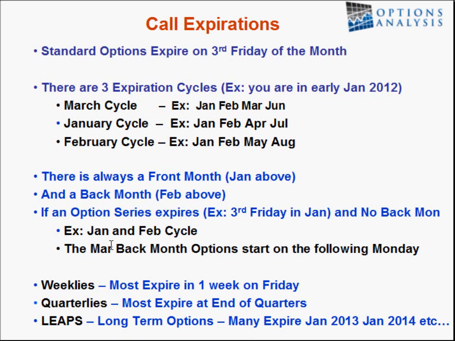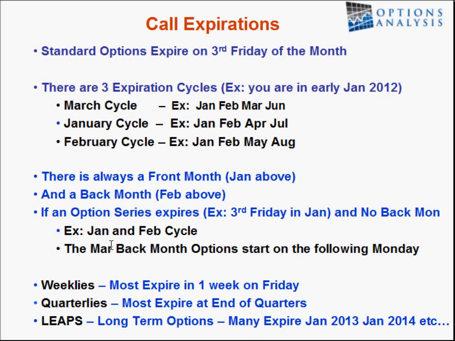When does a new call expiration option get created? In the above example, after the third Friday in January, the following Monday, if there is no March options, and there aren't any in the January and February cycles, that's when the March option back month starts trading. That's when it gets created. If there's already a March option, like in the March cycle, it doesn't happen.